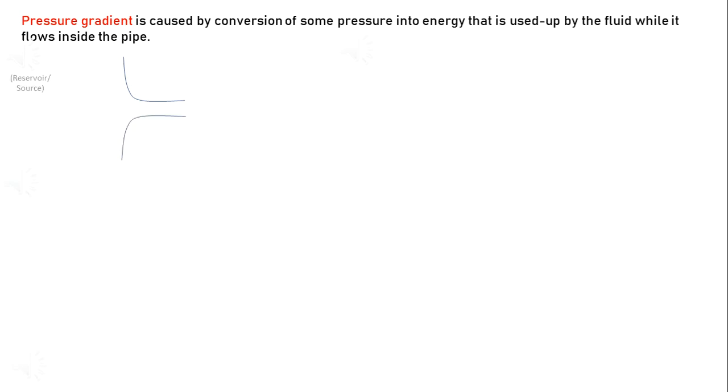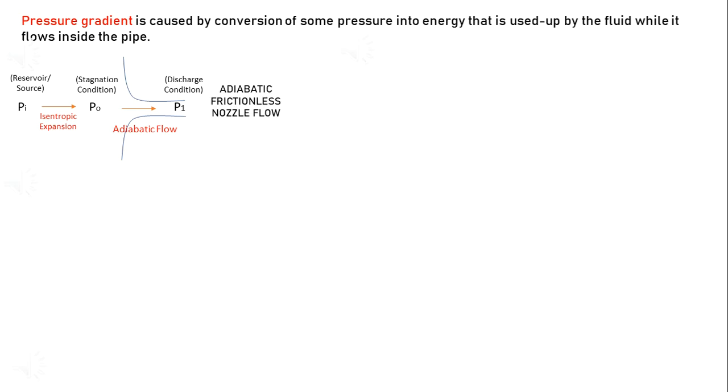From reservoir, denoted as Pi, the gas will undergo isentropic expansion to Po. Gas is now in stagnation condition. Then, gas will flow adiabatically to P1, the discharge condition. This process is called the adiabatic frictionless nozzle.